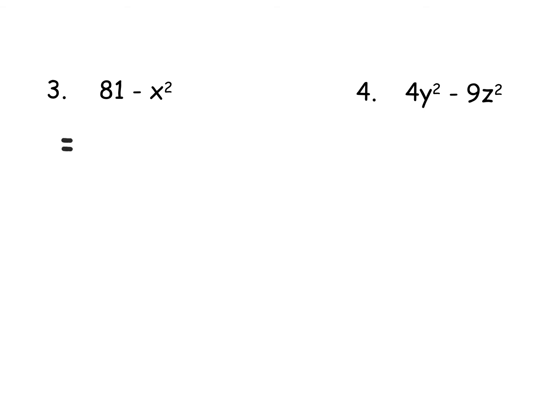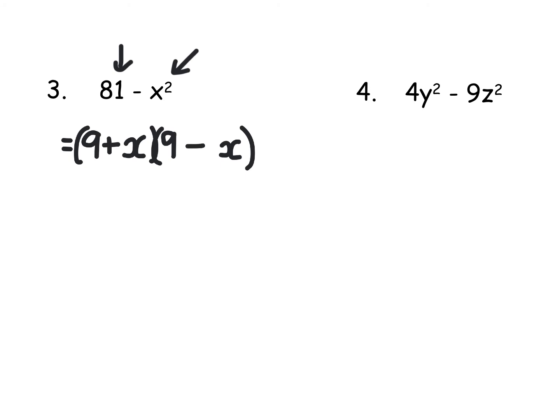Do not change the order, okay? Keep it as it comes and follow the method I'm showing you. So the first term comes from doing the square root of 81. 81 comes from 9 times 9, so we put 9s at the front of the bracket. To get the x squared at the end, that means we've got an x times an x at the ends of the brackets. One's got a plus, one's got a minus.